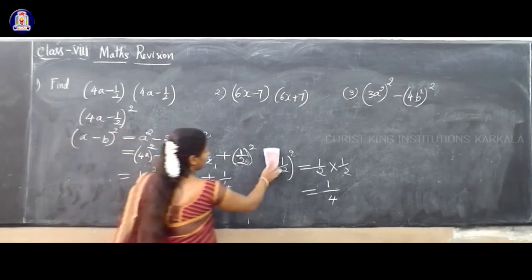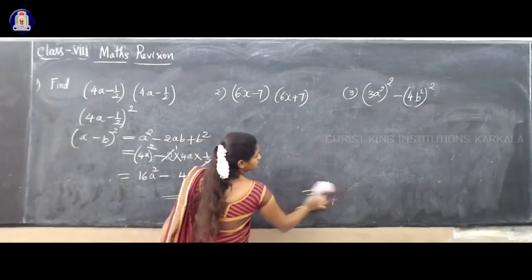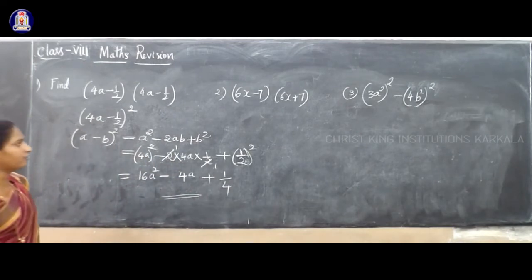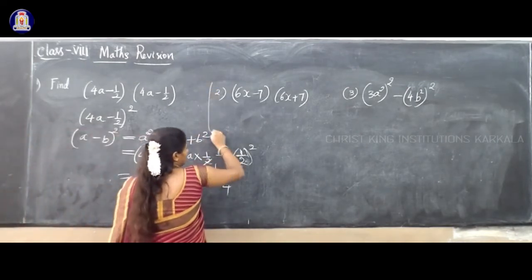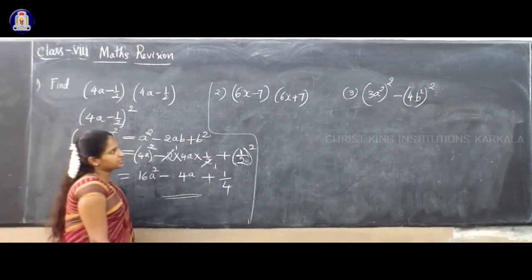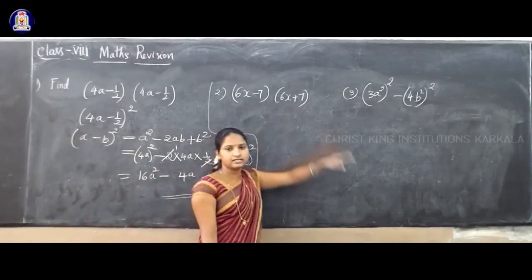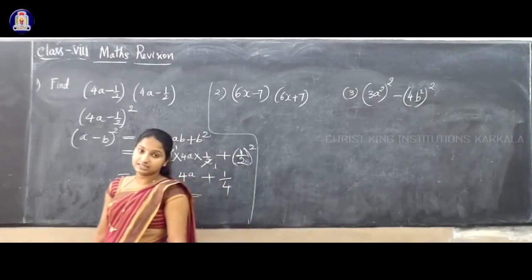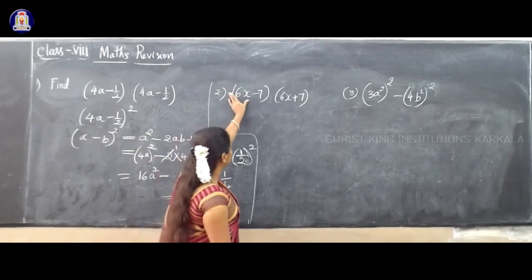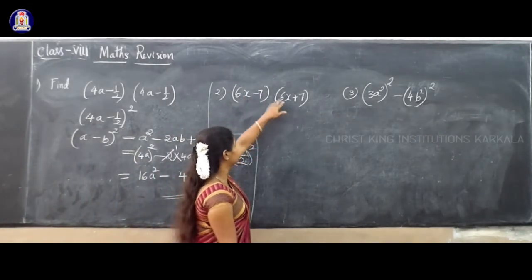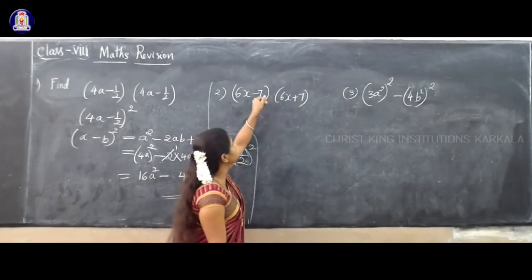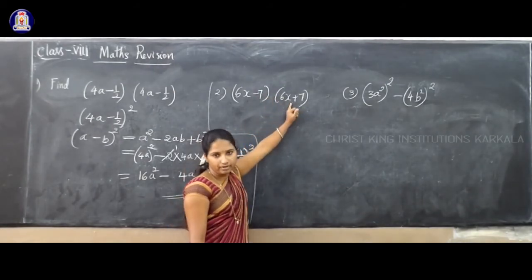Understood? So now the second question. See, the question is in the form of, so which identity is suitable? Which identity can we use? 6x minus 7 into 6x plus 7. 6x minus 7 and 6x plus 7. See the terms, see the numbers. Here 6x, even here 6x, and 7, 7. So only the sign is different. Here the sign is minus and here the sign is plus.